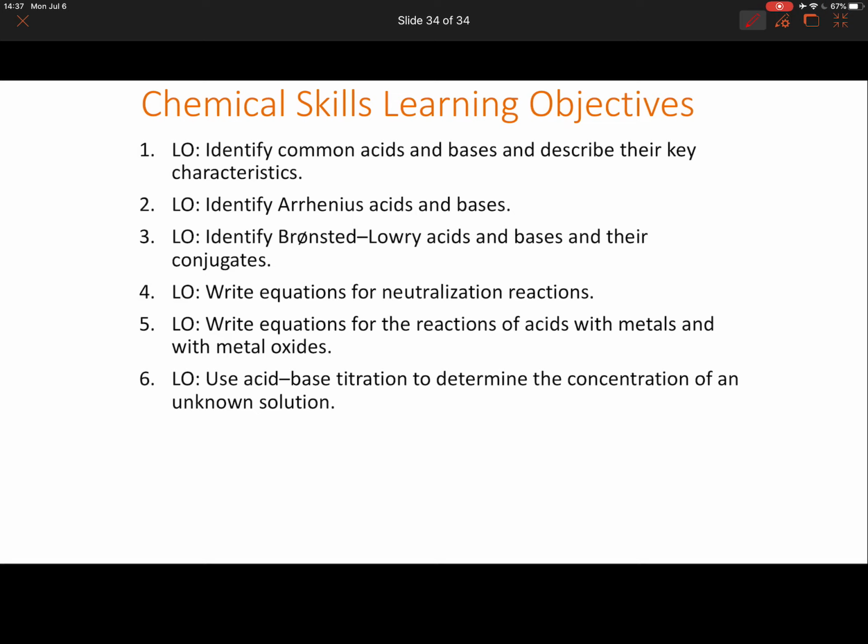All right, so at the end of this chapter, we have talked about acids and bases, the Arrhenius definition, the Bronsted-Lowry definition. We looked at reactions of acids and bases, and we looked at neutralization reactions, writing them, acid and metal reactions, and even acid and metal oxide reactions. We looked at the acid-base titration. We looked at strong and weak acids and bases. We looked at self-ionization of water and how that leads to our pH and pOH scales. And we looked at buffers very, very briefly. So I hope these learning objectives help you narrow down what you need to study.